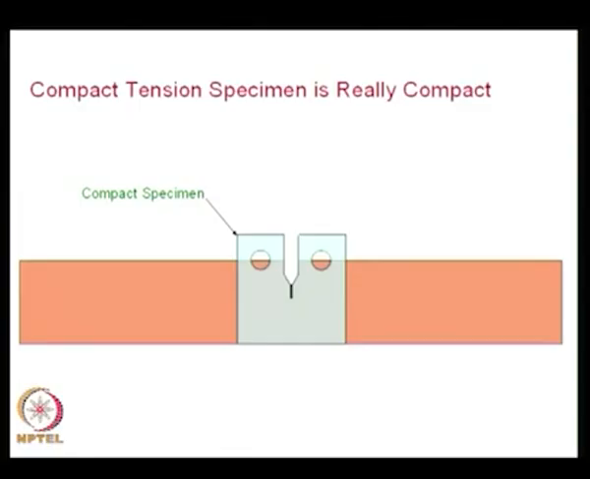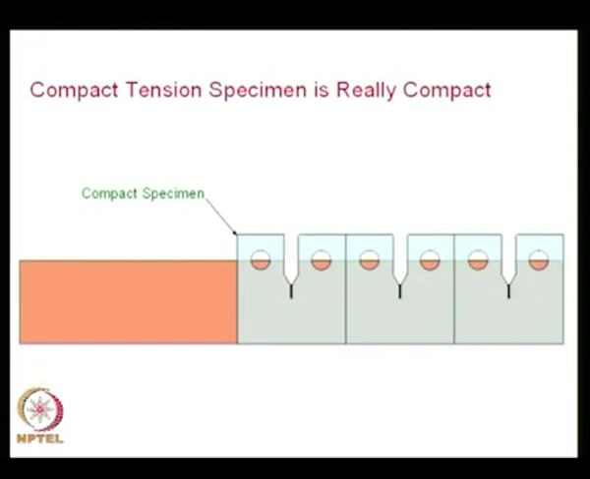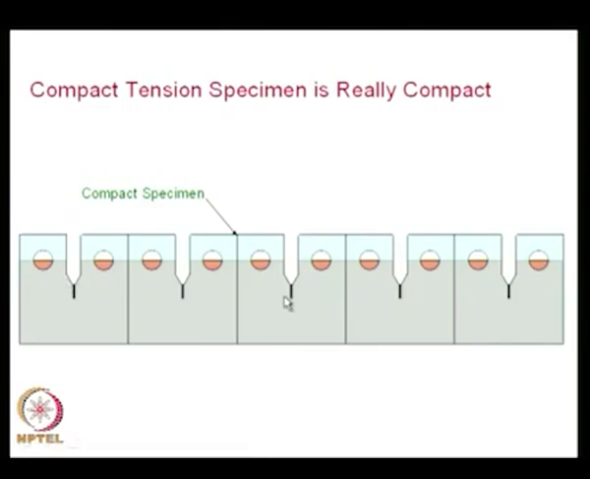And you can also see you can actually pack as many as 5 specimens for one 3-point bend specimen. So, this really shows compact specimen is really compact.